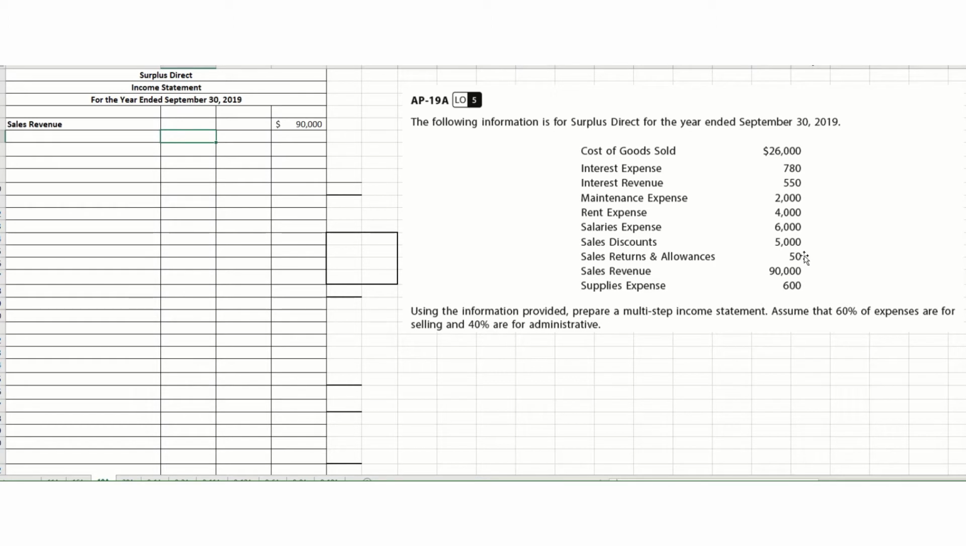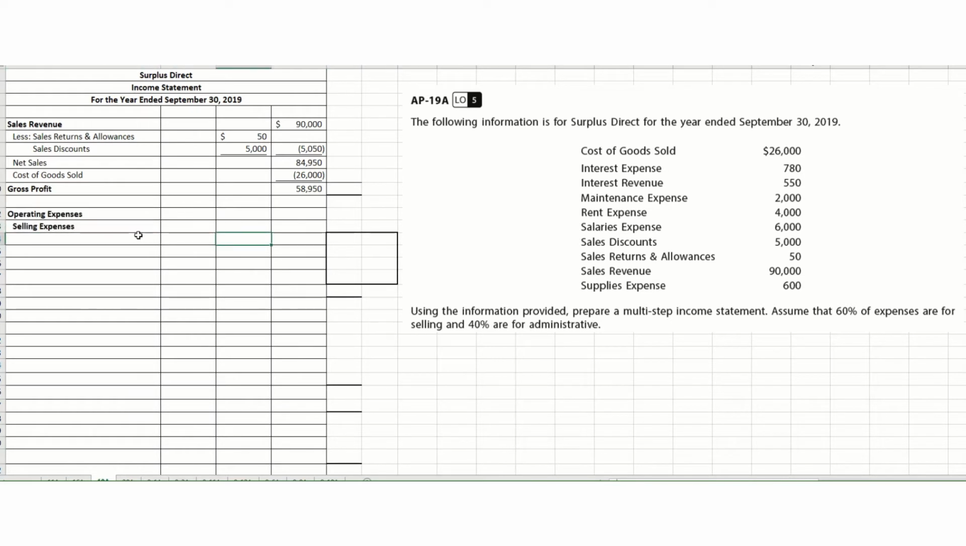Then you'll notice we have sales discounts and returns, which are items that we need to subtract from our sales revenue. So we have sales returns of 50, sales discounts of 5,000 for a net reduction of 5,050. This results in a net sales of 84,950. Our cost of goods sold we pull in of 26,000 for a gross profit of $58,950.